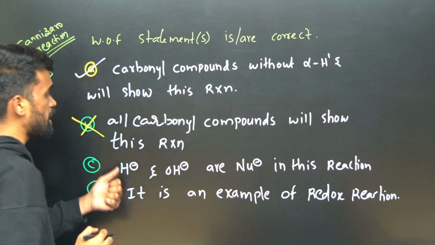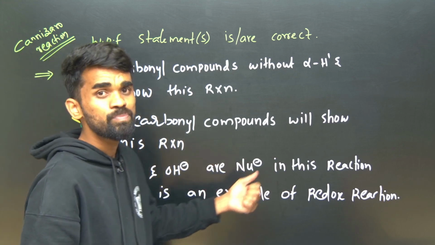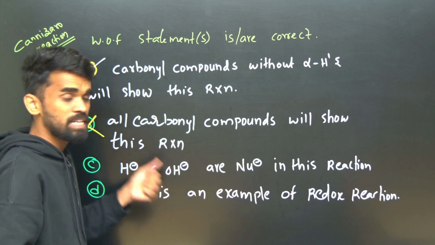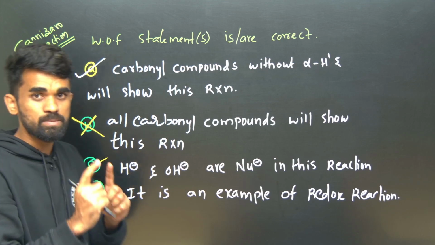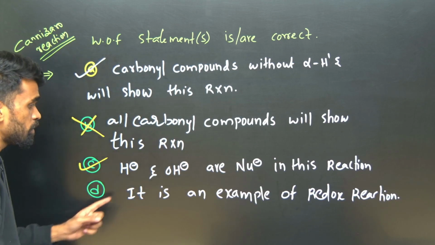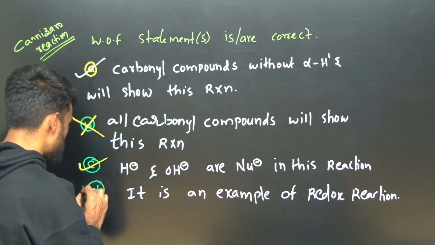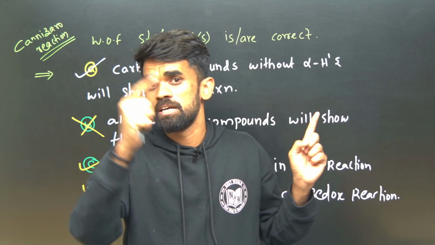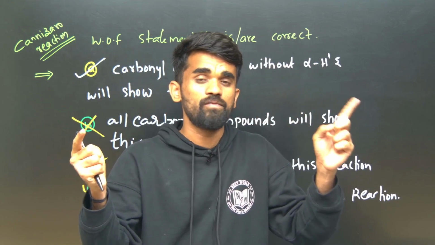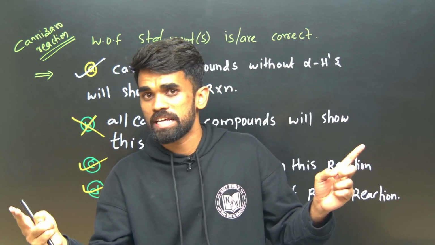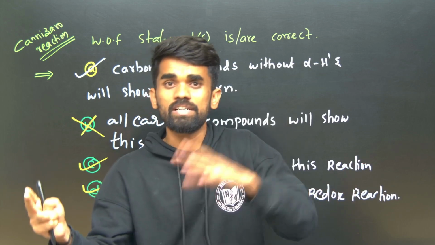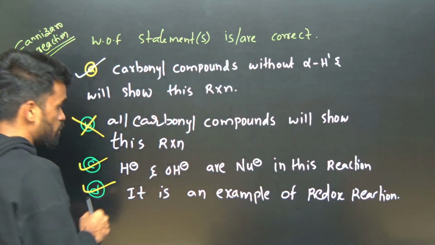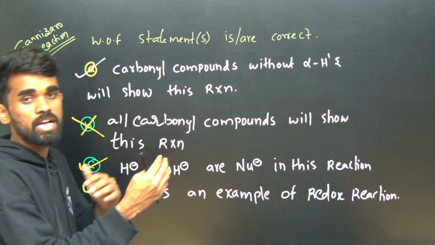Next statement: hydride ion and OH minus ion are the nucleophiles in this reaction. Yes, true. In the first step, OH minus is a nucleophile. In the second step, the hydride ion is a nucleophile. That is perfectly correct. Next, D: it is an example of a redox reaction. Yes, because the first product is an oxidized product, formaldehyde converted into sodium formate, and in the second step formaldehyde is converted into methanol, a reduced product, an alcohol. So it is an example of a redox reaction as both oxidation and reduction take place.